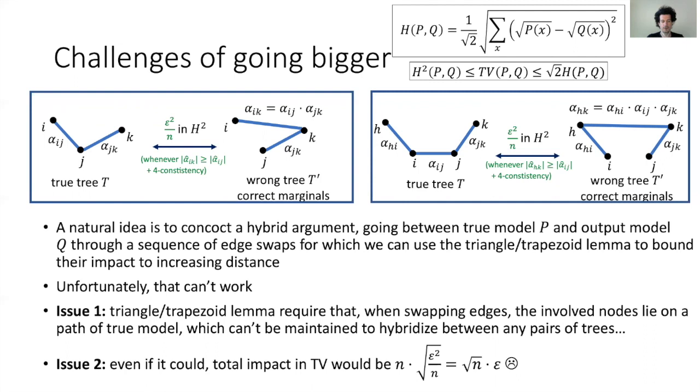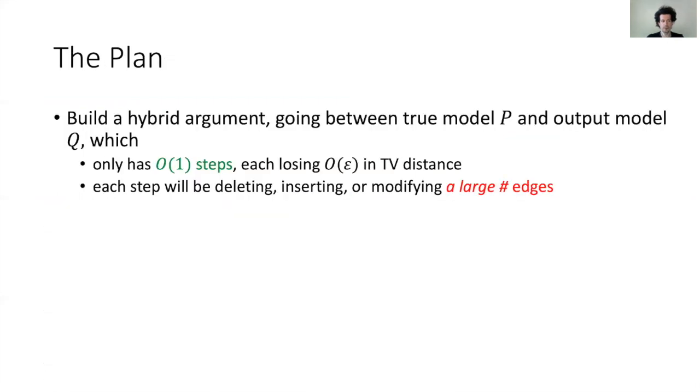Another important issue is that even if you could hybridize between a pair of trees to satisfy this property, since every step costs root epsilon squared over n in Hellinger and hence in TV, if you were to make n steps, which you would have in the worst case scenario, then the total bound you will get in TV would be a factor of root n away from the target, which is epsilon. So we need to do something different.